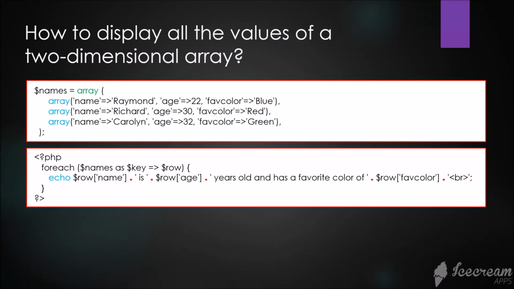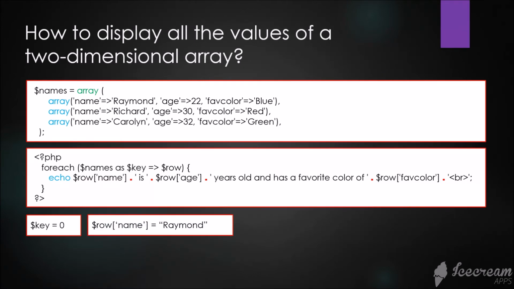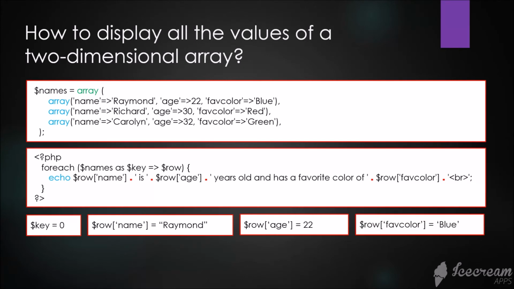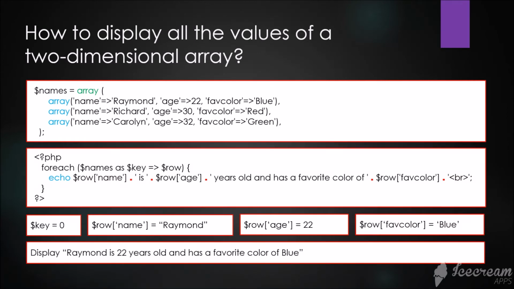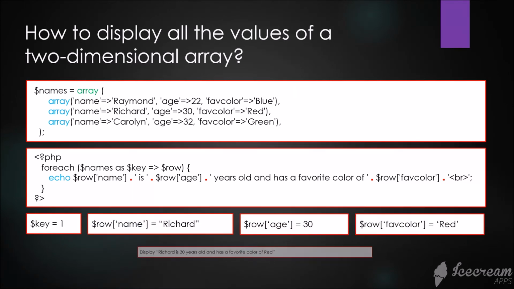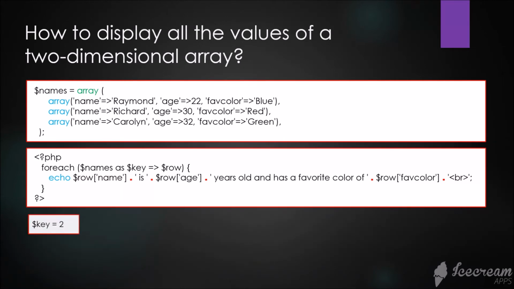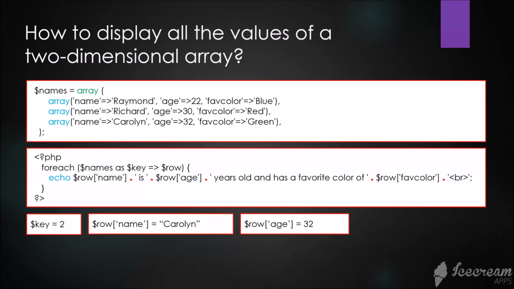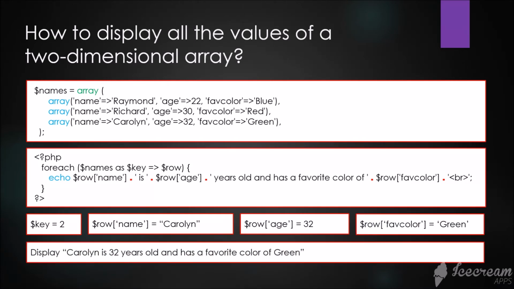Now let's try to simulate the process. Of course, the key will have a value of 0. Then the row name will have a value of Raymond, the row age has a value of 22, and the fav color will have a value of blue. Then we're going to display. Next iteration, 1: Richard, 30, and red, then display. Next iteration, 2: Caroline, 32, green, then display.